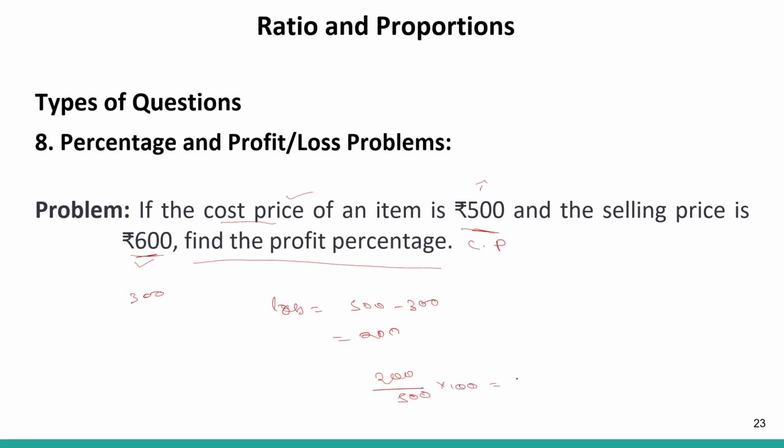So this will be equal to 2 by 5 into 100. Okay, that is equal to 0.2, this much amount. So 0.2 is equal to what? 20%. Okay, 20% loss in that case.